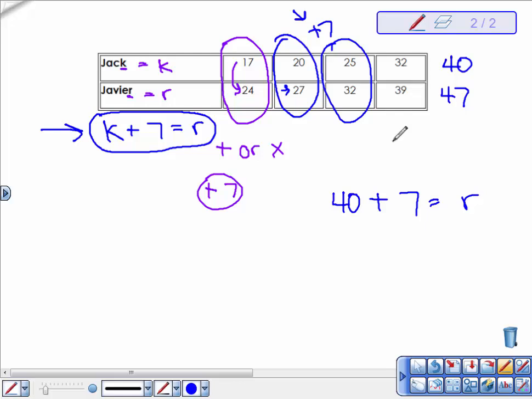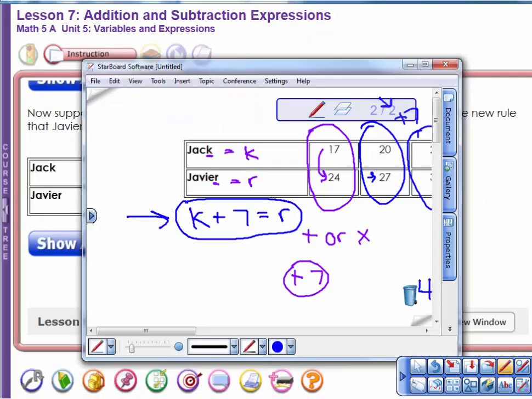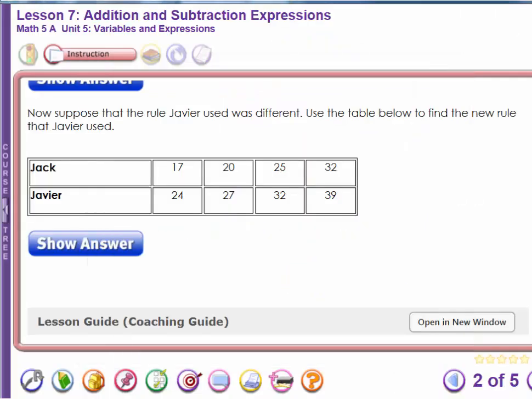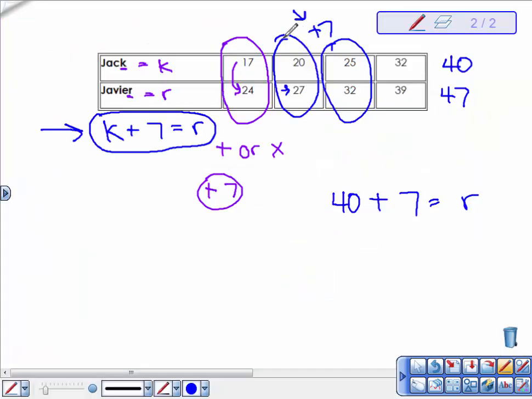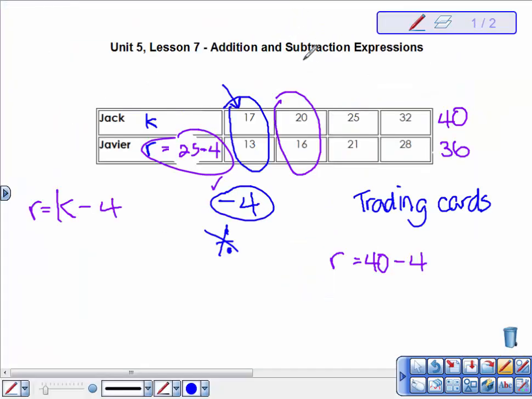Now, this lesson is really easy because I'll give you the hint. You're only going to add or subtract. If you look at the title of this lesson, it's adding or subtracting expressions. So we're obviously going to be adding or subtracting in this lesson. So the hint for your work in lesson 7 is that you will not be multiplying or dividing. You'll only be adding or subtracting. Hopefully that makes it a little easier for you.